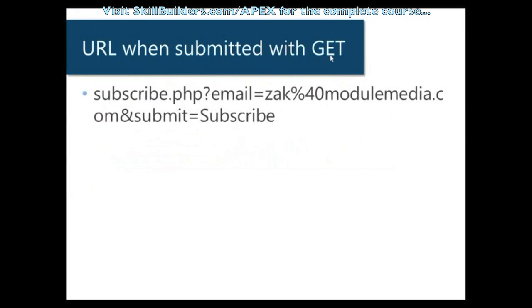But if the URL was submitting with get, it would look like this. So you see it goes to subscribe, question mark starts the query string, and this is where you see the name value pairs, and it will do encoding automatically.